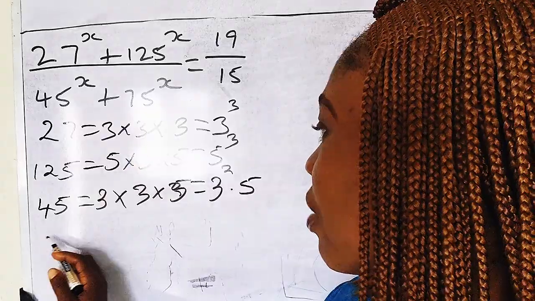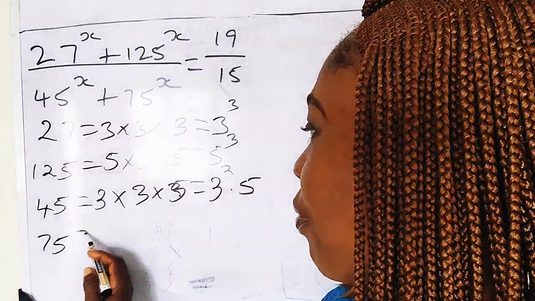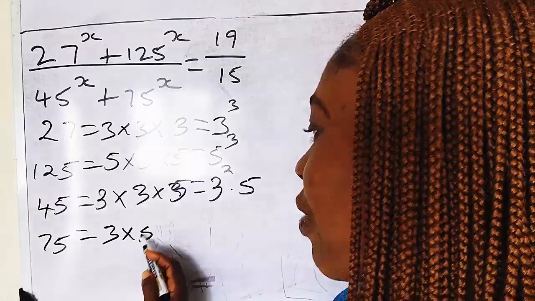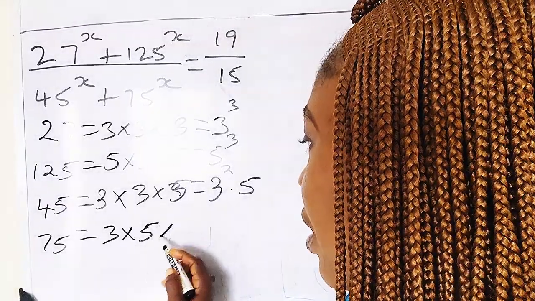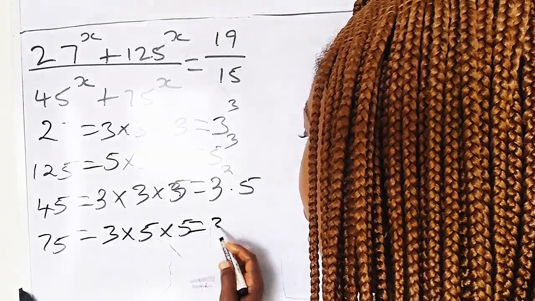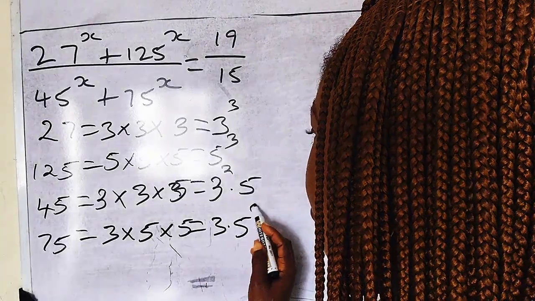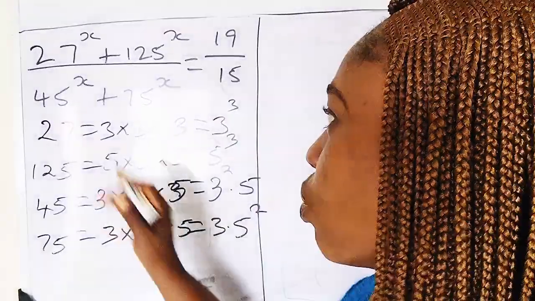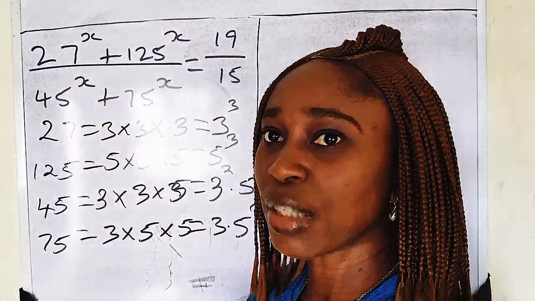Then we have 75. 75 is the same thing as 3 times 5 is 15, times 5 again is 75. So we have 3 times 5 to the power of 2. We are going to substitute these values into our expression.